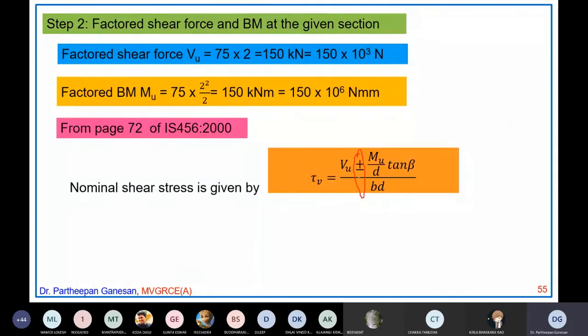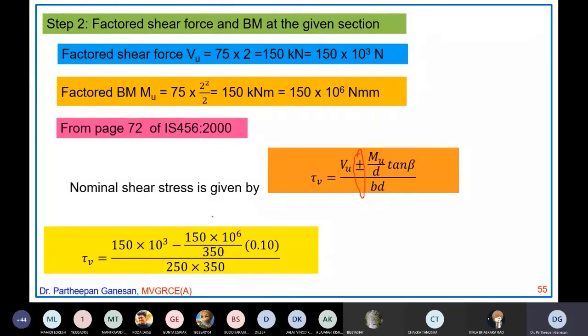Okay, so in this one, I am going to use minus sign because my bending moment is also increasing, my depth is also increasing, so minus. Here you have to be very, very careful with the unit. Shear force should be in newtons. Bending moment should be in Newton millimeters. Right? Otherwise, you should change all D, B, D also in meters.